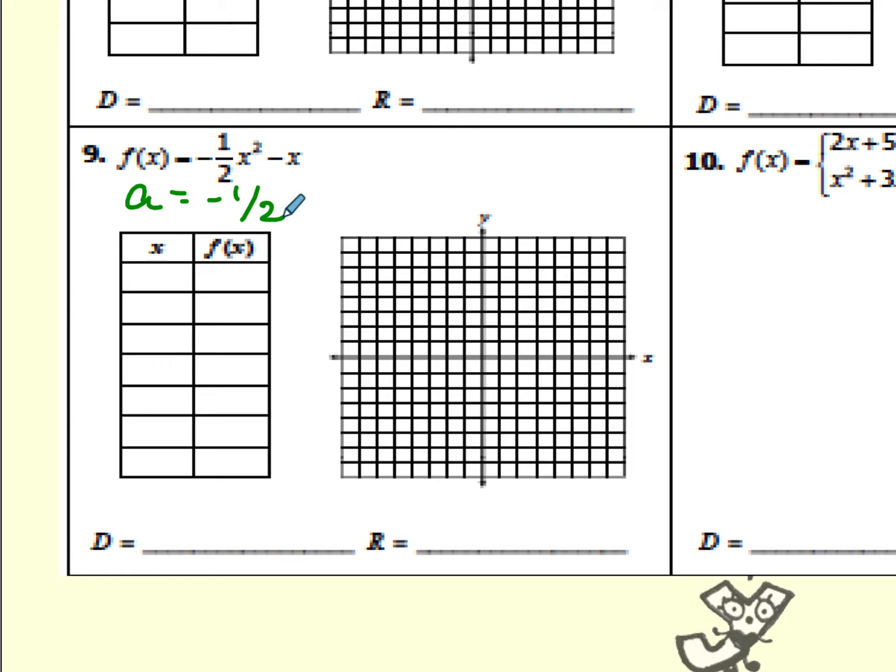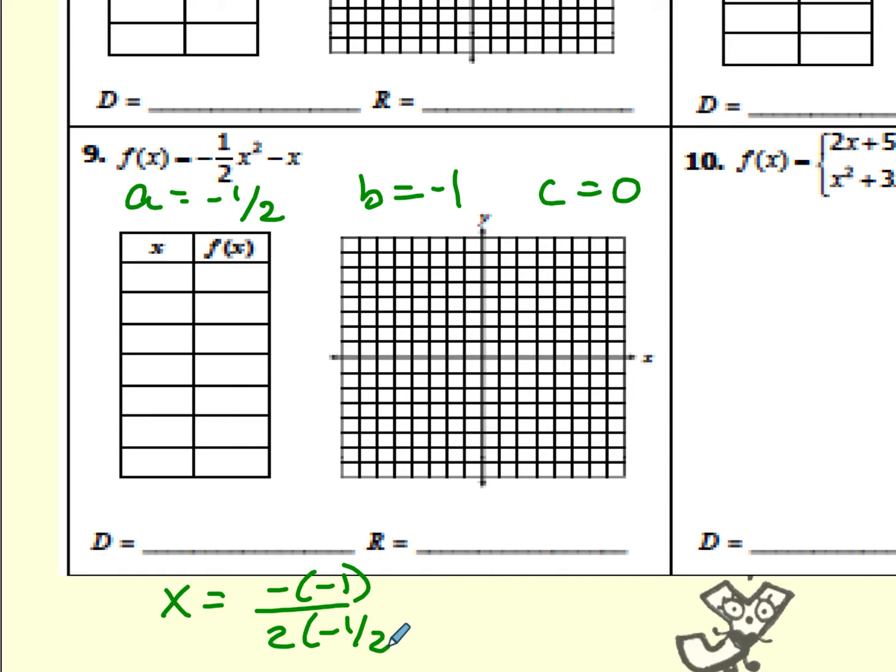My b is the coefficient of x. And my c right now is 0 because I'm not adding or subtracting any constants. And so now I can go ahead and use my formula to find the x-coordinate of my vertex. So I'm going to go opposite of b, opposite of negative 1, over 2 times a, which is negative 1/2. Well, I know that the opposite of negative 1 is 1, and positive times a negative in the denominator is negative, and half of 2 is 1, which gives me negative 1.